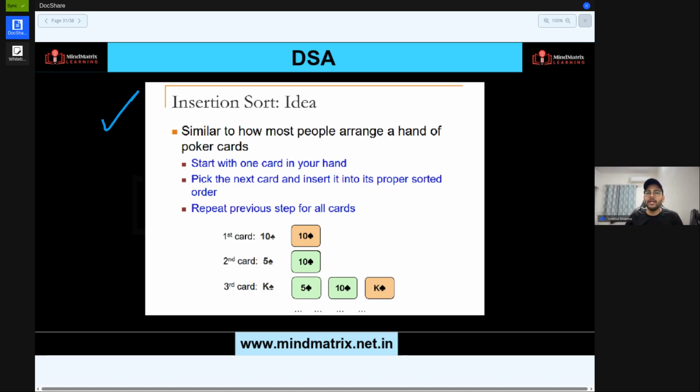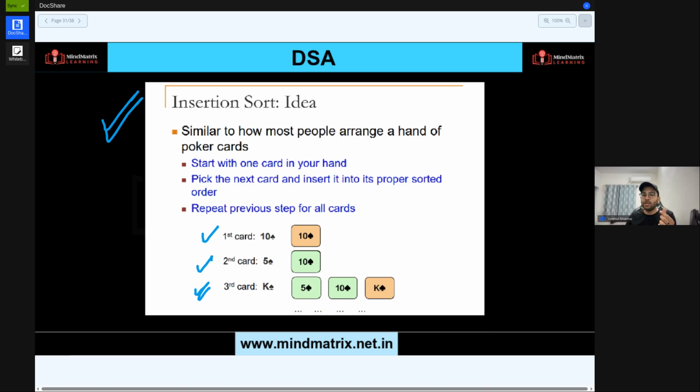So let's see the idea behind this insertion sort. Have you played the card games ever? Like any friendly card games? Yes, right. So what you do? Whenever you get the cards, first of all, you always try to arrange them properly, right? Let's say you have picked the first card, and that is 10. You pick the second card, that is 5. So what you will do? You will place 5 at its correct position, right? Then I pick the third one, king. Let's say it comes out as king. I will place it after 10, right?